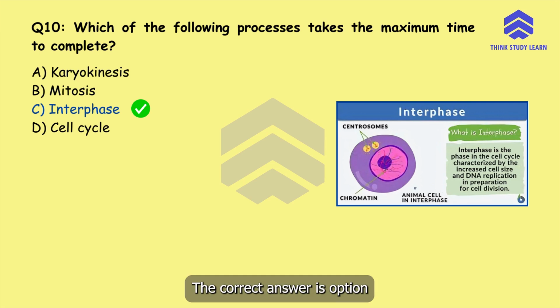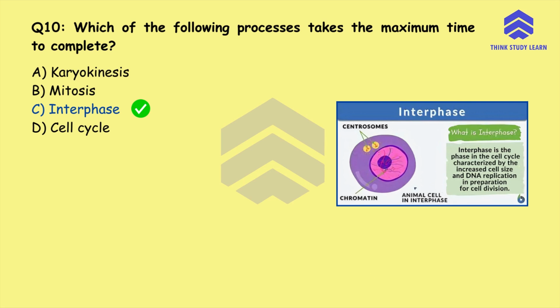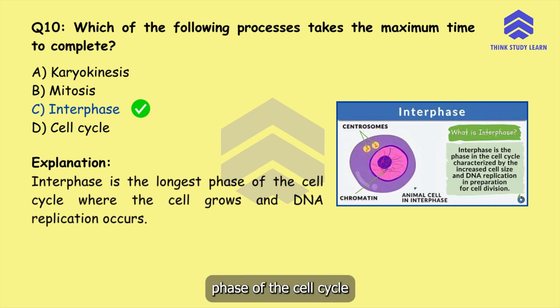The correct answer is option C, interphase. Interphase is the longest phase of the cell cycle where the cell grows and DNA replication occurs.